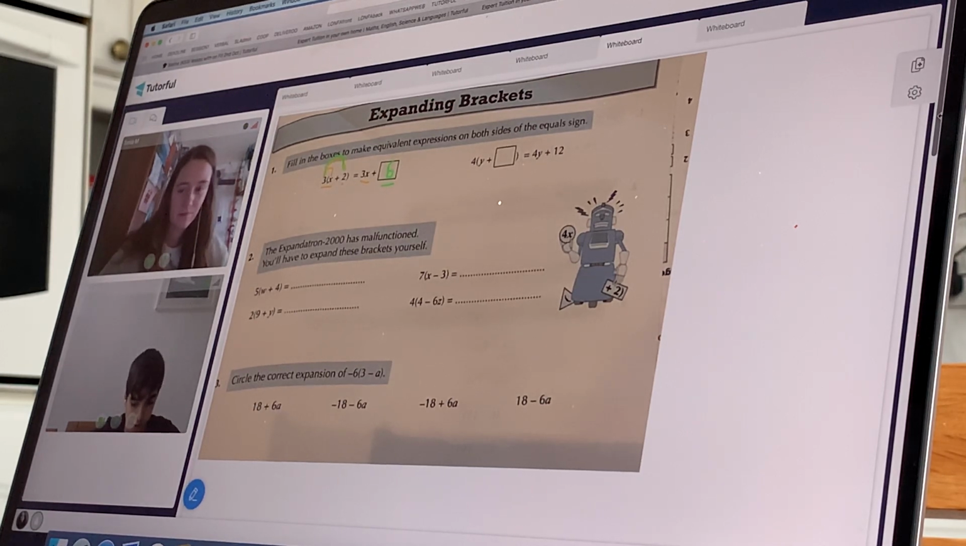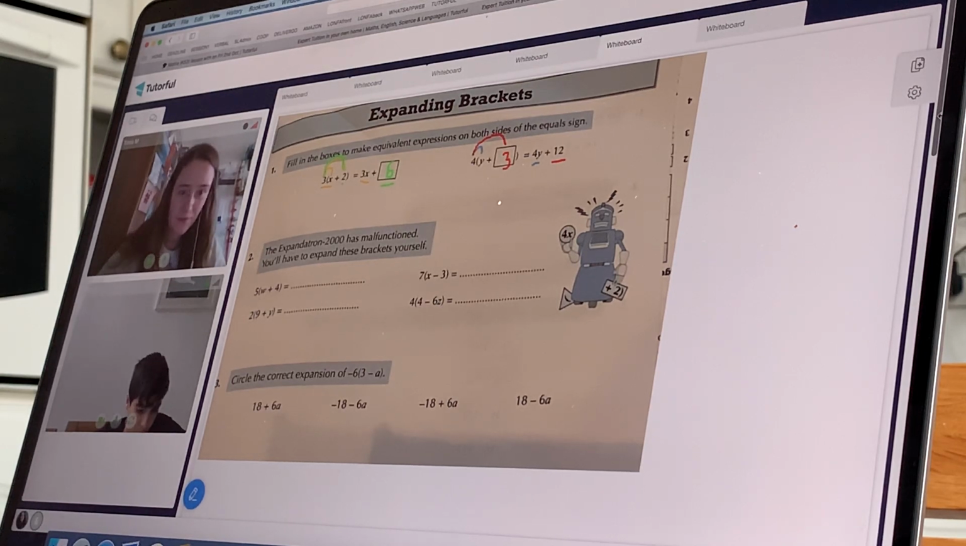And then next one, 4y plus blank equals 4y plus 12. Okay, so 4 times y equals 4y. Yeah. And then add, no, multiply something, 3. Yeah, brilliant. Okay, so 3.